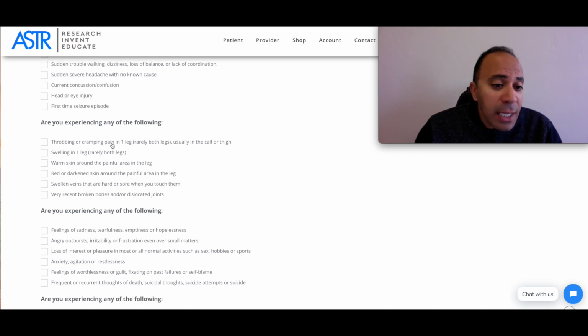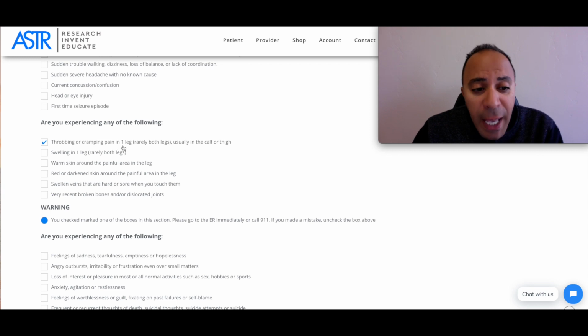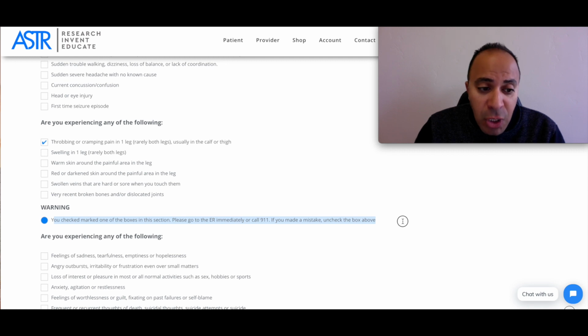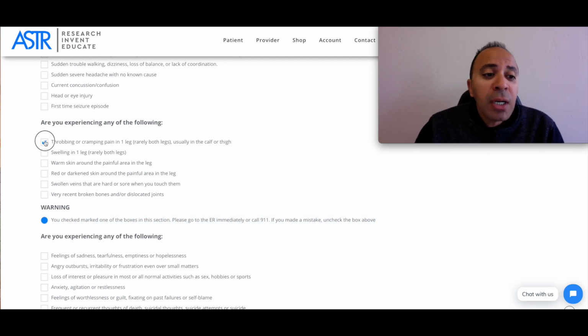As you see here, I clicked by mistake that I have throbbing, cramping pain in one leg, rarely both legs. The software knows if it's a possible medical emergency, and it's going to show you a warning message. If you click that by mistake, you need to acknowledge it, or if it's a risk factor, follow the instruction of the software as indicated on the screen.